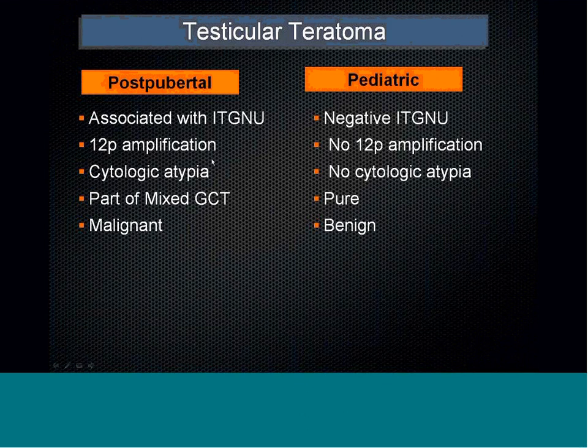There's 12p amplification in the post-pubertal group, whereas there is no 12p amplification in the pediatric group. Usually, the pediatric group does not have cytological atypia, which is common in the post-pubertal group. And the pediatric group is pure, and as we stressed before, post-pubertal ones are mostly a part of a mixed germ cell tumor.